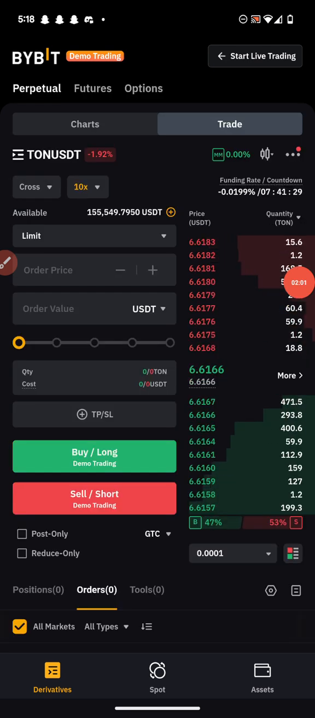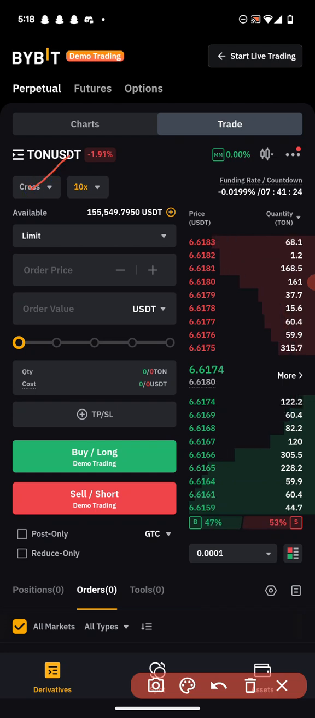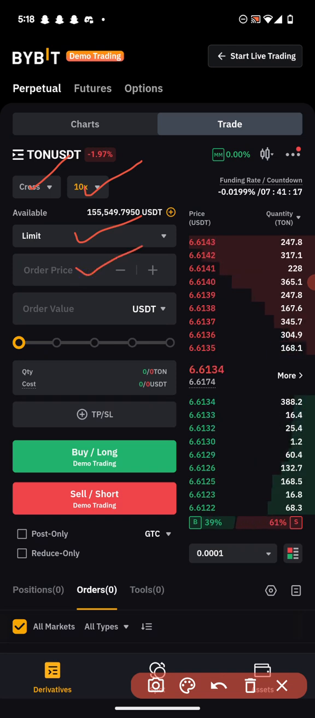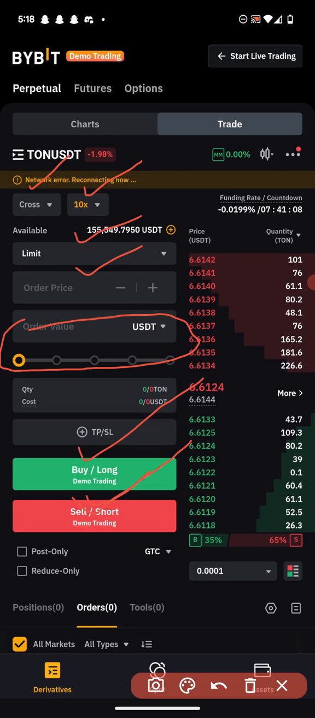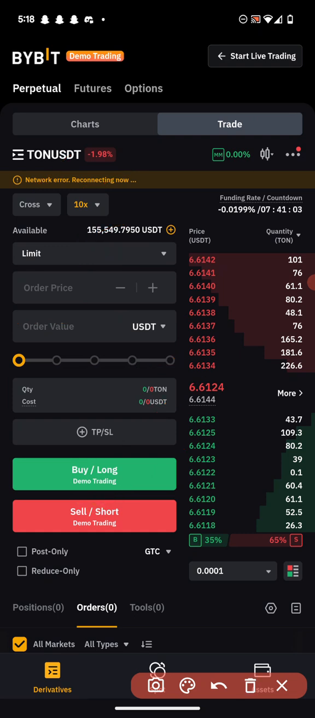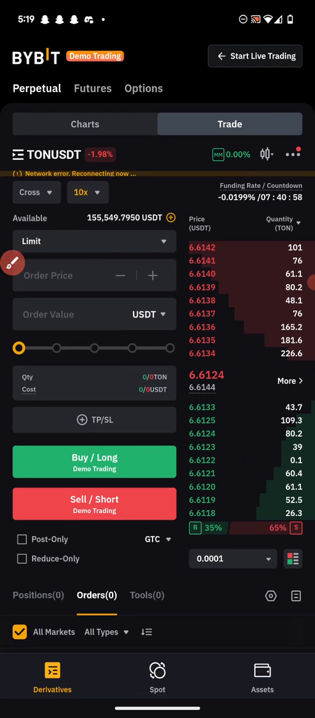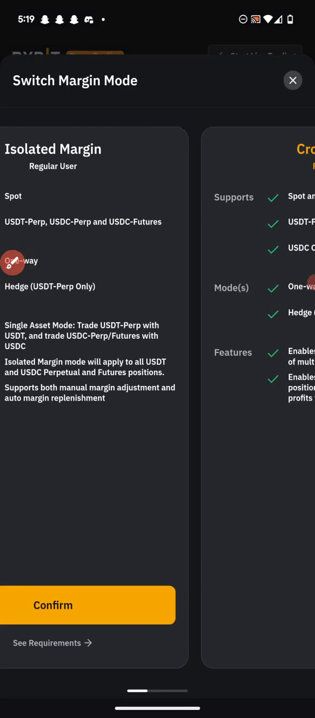So as you can see here, we have cross, we have 10x, we have limit, we have order price, we have this, and we have buy long, we have sell short. These are what I'm going to be explaining one after the other, so you can understand. Now, the first one is cross. This cross simply means margin mode.